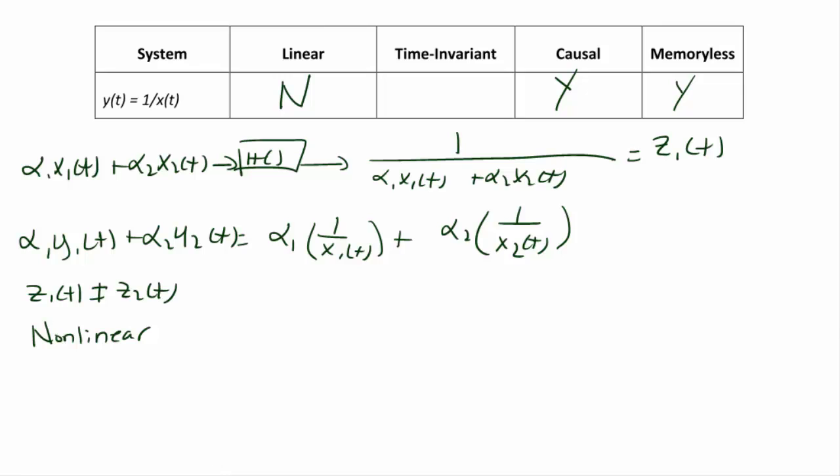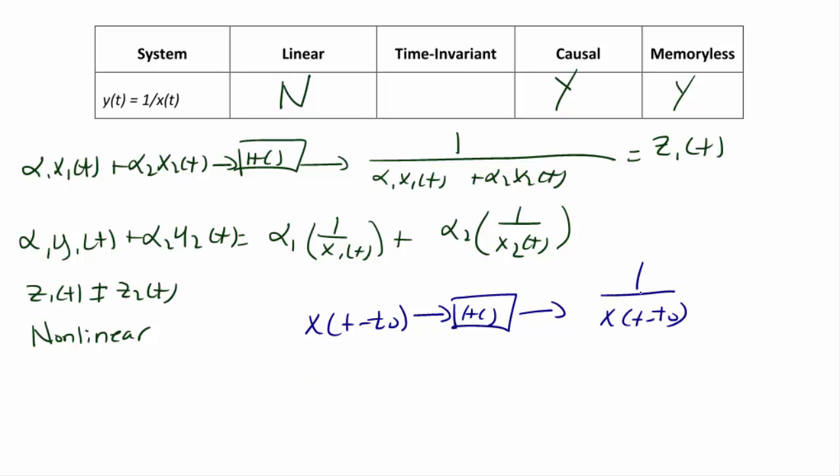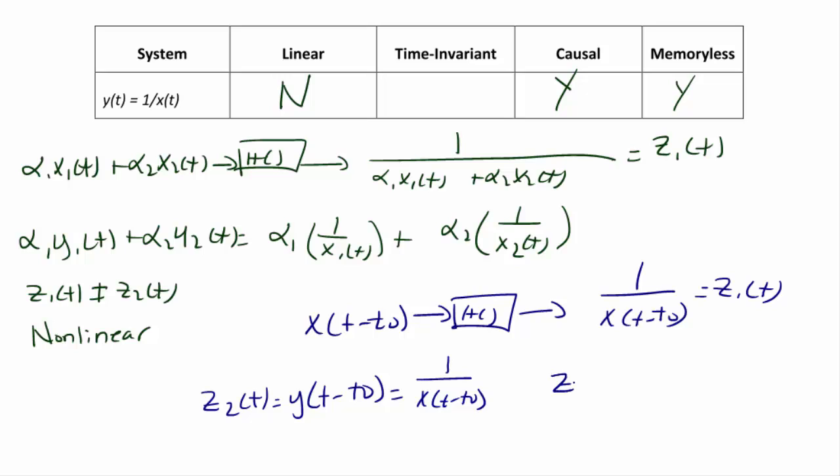Okay, now let's check time invariance. If I have an input, x of t minus t naught, and I send it through my function, then the output is 1 over x of t minus t naught. And this is z1 of t. z2 of t is y of t minus t naught. So I take my output due to x of t and delay it, and this would give me 1 over x of t minus t naught. And here we see that z1 of t does equal z2 of t. So this is a time invariant system.